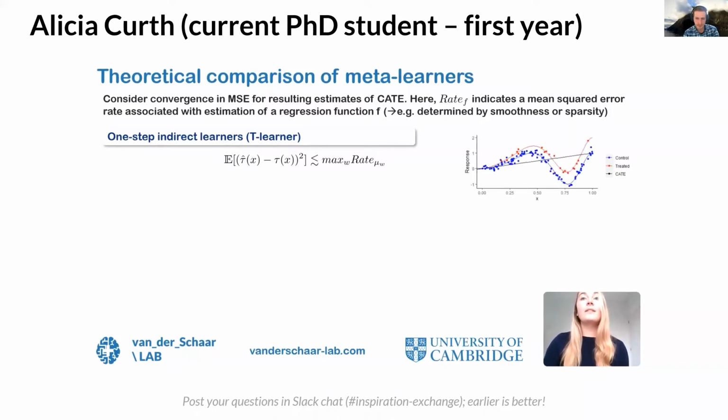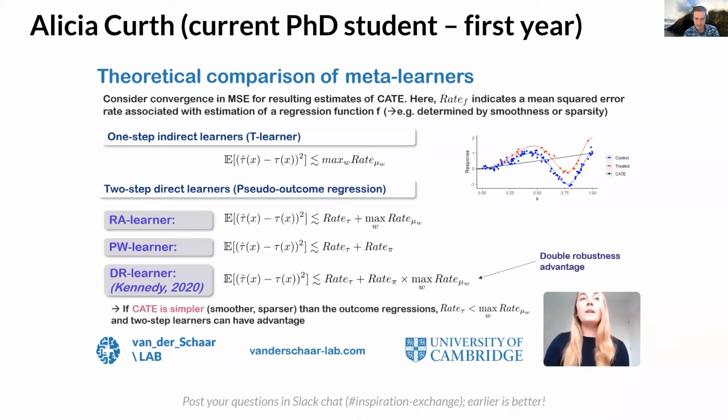However, in practice, it's often assumed that the potential outcome functions are much more complex than the treatment effect itself, as you can see in this picture. Here, while the potential outcome functions are complex nonlinear functions, their difference, the CATE, is actually much simpler. And two-step direct learners based on pseudo-outcome regression could exploit this fact.